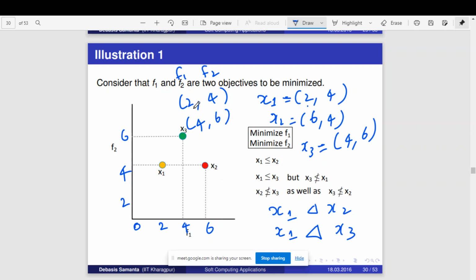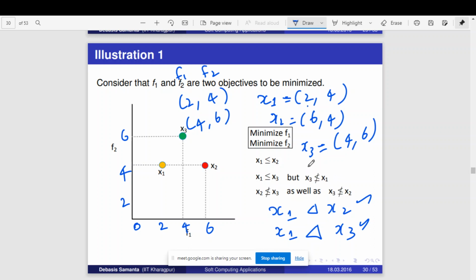So here greater than means what? Objective is to minimize. So greater than means actually less than, right? I mean, it is not greater than, it should be better than. Okay. So is 2 better than 4? Is 4 better than 6? So it is enough to satisfy for one objective. For both the objectives, it is satisfied. So can you say that x1 is dominating x3? So x1 is dominating x3, right? Okay. So this is also true.